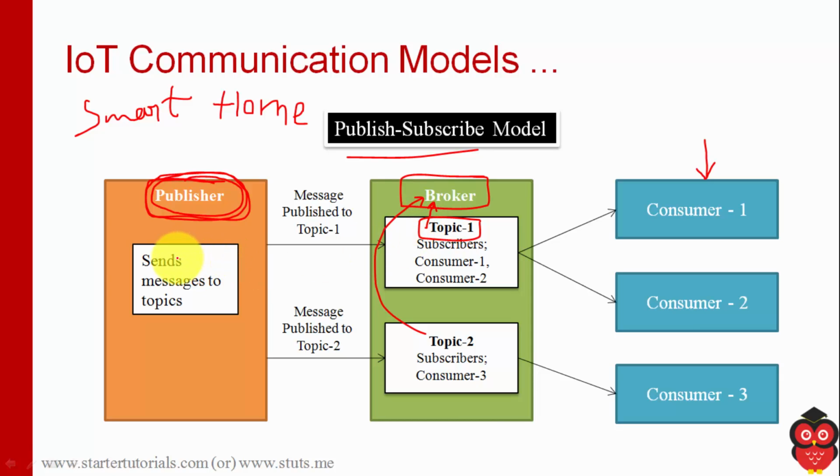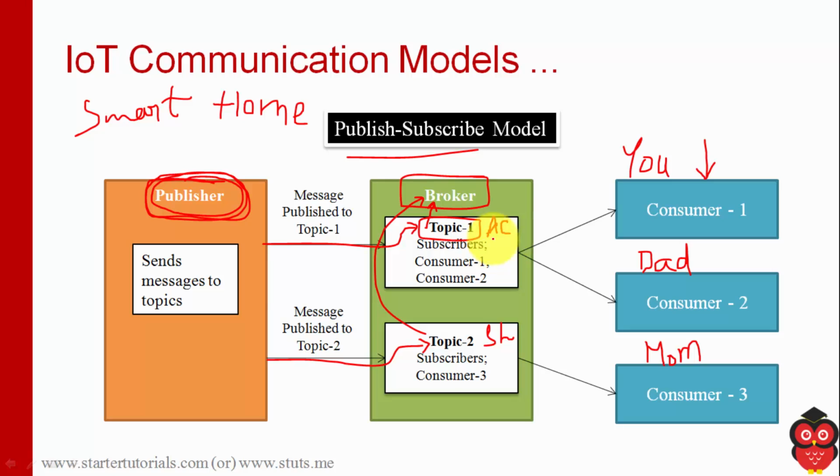Okay, so let's say this topic is AC. Let's say the sensors from the smart AC are sending the data to this topic which is AC. Topic 1 is AC, and let's say this is smart lighting. So the light sensors are sending data to topic 2 which is smart lighting. And consumers, let's say this is you, and consumer 2 is your dad, and consumer 3 is your mom.